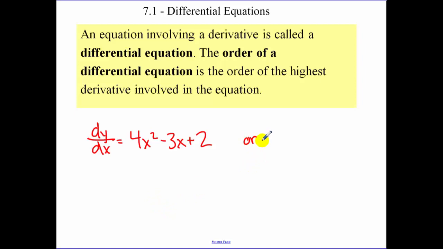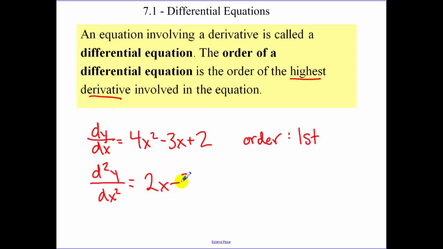Okay? The order of that is the order of the highest derivative, so our order would be a first order because this is the first derivative. Now, when we're talking about, say, a second derivative, which sometimes we're going to see, our order of that one would be a second order differential equation, I should say, because our derivative is the second derivative.